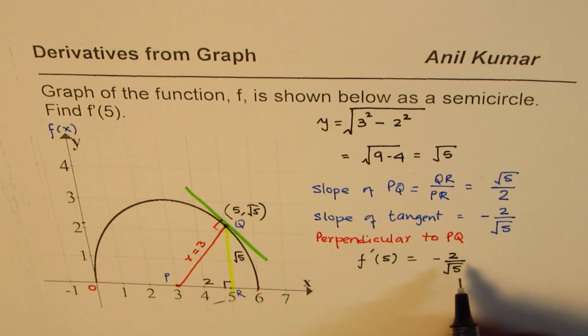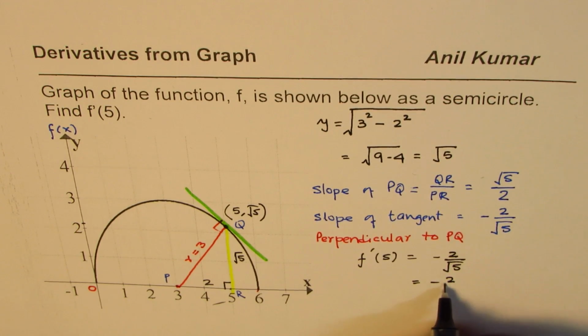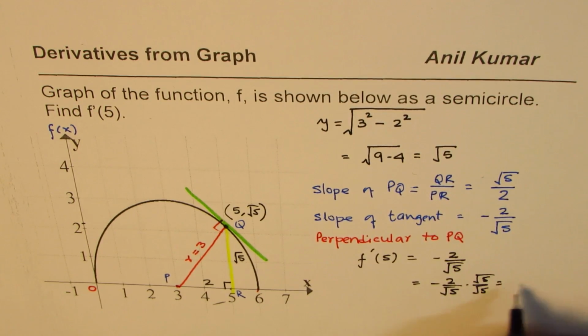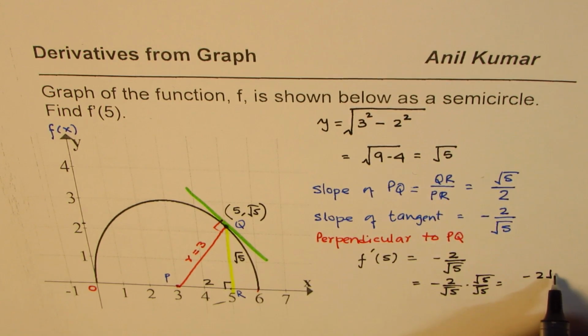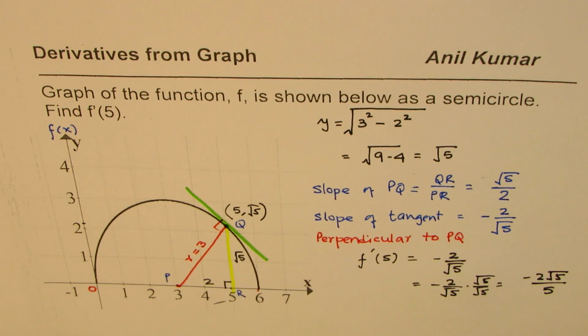You could also rationalize this, and you may write this as minus 2 square root 5 times square root 5 over square root 5, which is minus 2 square root 5 over 5, right? That's an alternate way of writing the slope. I hope the method is clear to you.